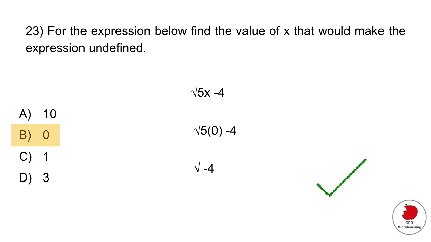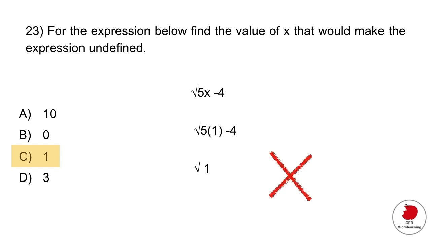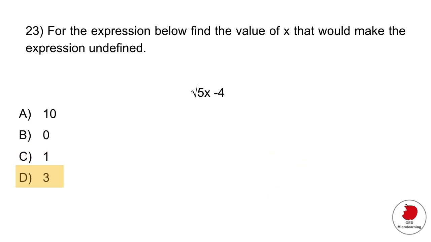All right, so let's just finish the rest of them just out of completeness. So if we plugged 1 in, we end up with a square root of 1. You can see that it's a positive number, so that would be wrong. And then finally, if we introduce 3, we end up with a square root of 11, which is also positive, meaning that it is a defined number. Okay, so the answer would be B, once again, because you end up with a negative square root, which is an undefined number.